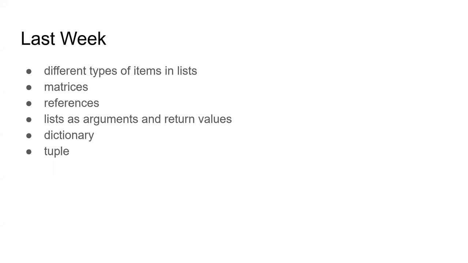And then we talked a little bit about references, about lists, using lists as function arguments, and the fact that when you pass a list as an argument to a function, then the function can change the list. And we talked about side effects and things like that. So a lot of things.